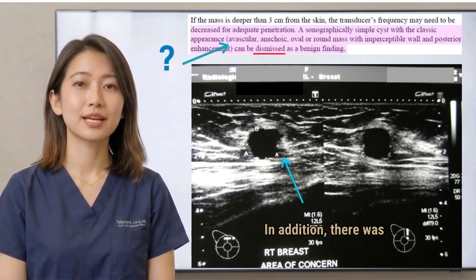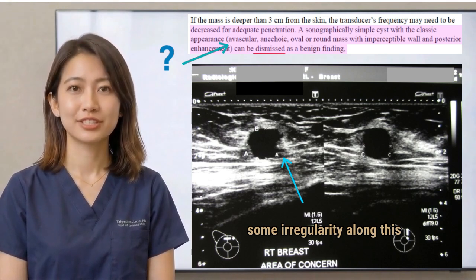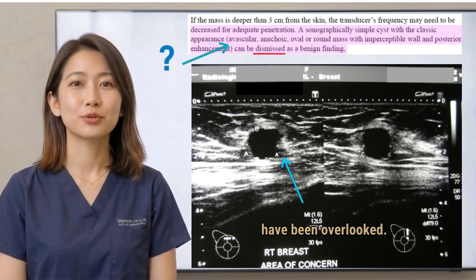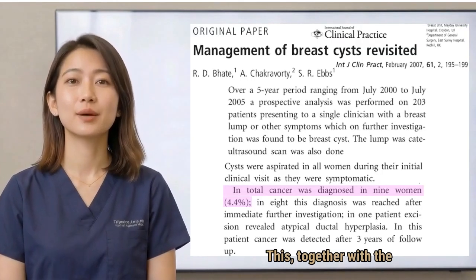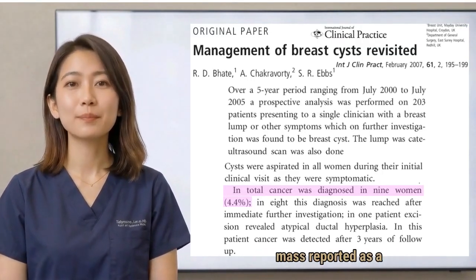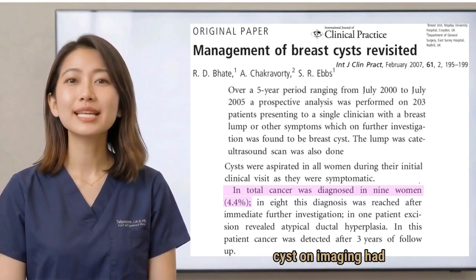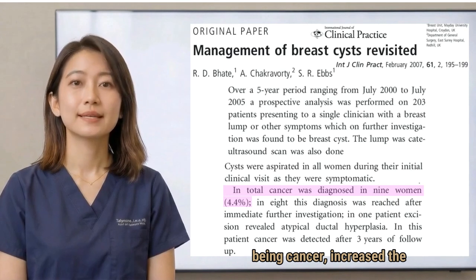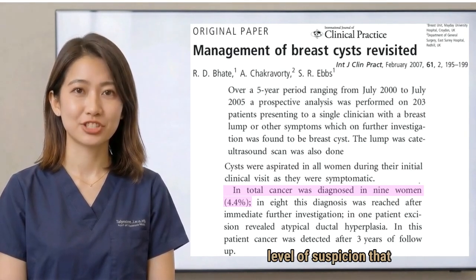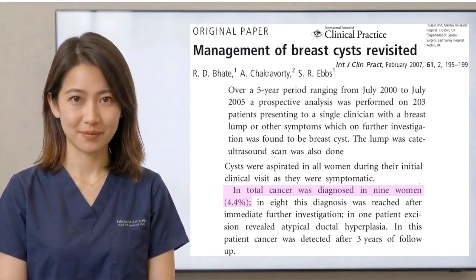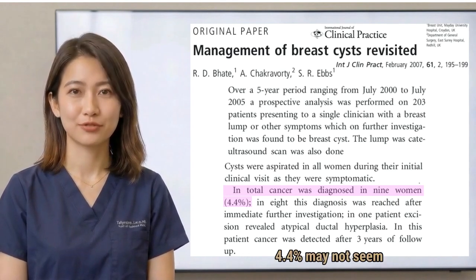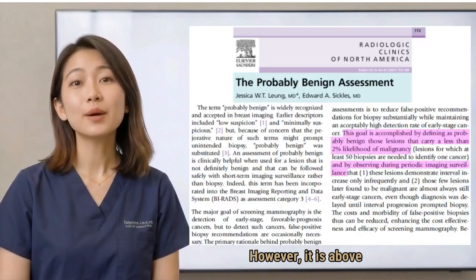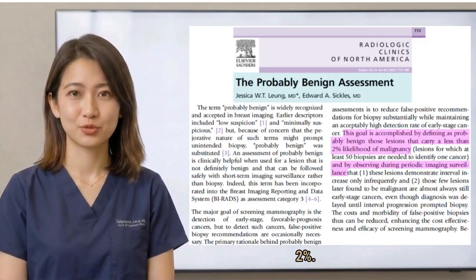In addition, there was some irregularity along this wall indicated by the blue arrow, which may have been overlooked. This, together with the knowledge that a palpable mass reported as a cyst on imaging had a 4.4% chance of being cancer, increased the level of suspicion that this lesion may not be benign. 4.4% may not seem like a very high probability. However, it is above 2%.